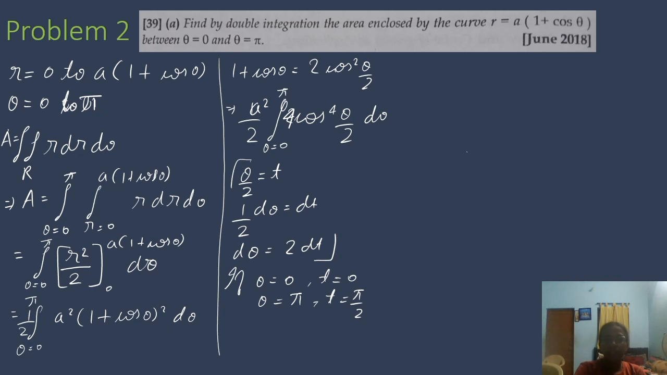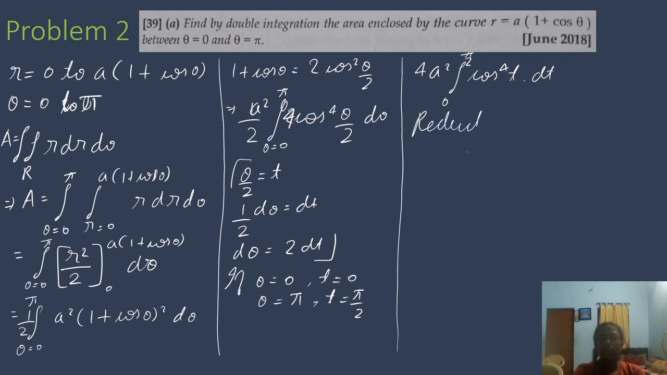So let us take 4 outside, and we'll get 2 dt. So we will take 2 outside as well. Hence we'll get 4a square pi integration of theta into theta equals 0 to pi by 2. Sorry, the limit is 0 to pi by 2 into cos to the power of 4t into dt. Now by using the reduction formula, we can solve the integration.